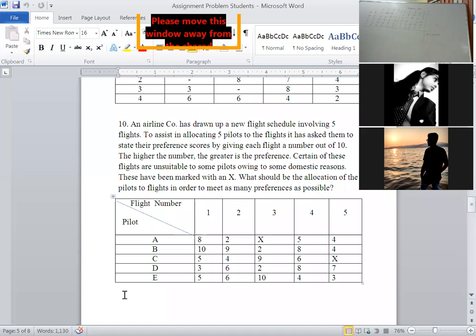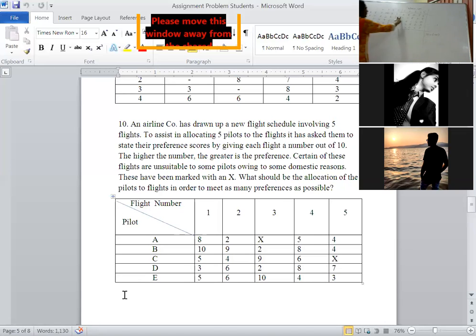Right now perform the row operation. In the first row the smallest element is 2. 2 minus 2, 8 minus 2. Infinity minus 2, it remains infinite. If you are deducting anything from infinity, it remains as it is. Next, 5 minus 2, 6 minus 2.